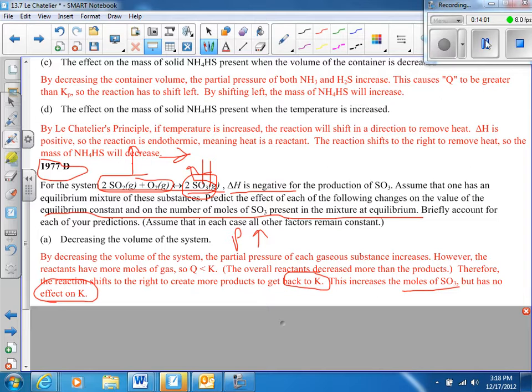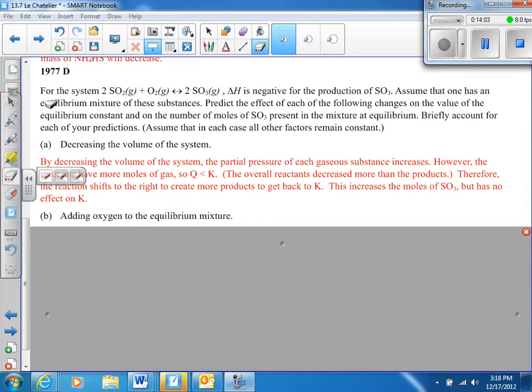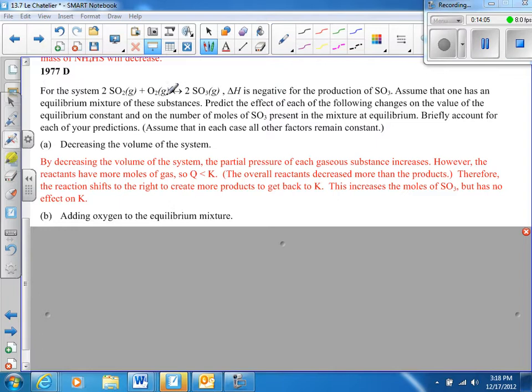All right, this time we are going to add oxygen to the system. And we want to know, how does this affect K, and how does it affect SO3? Pause if you want to answer this on your own.